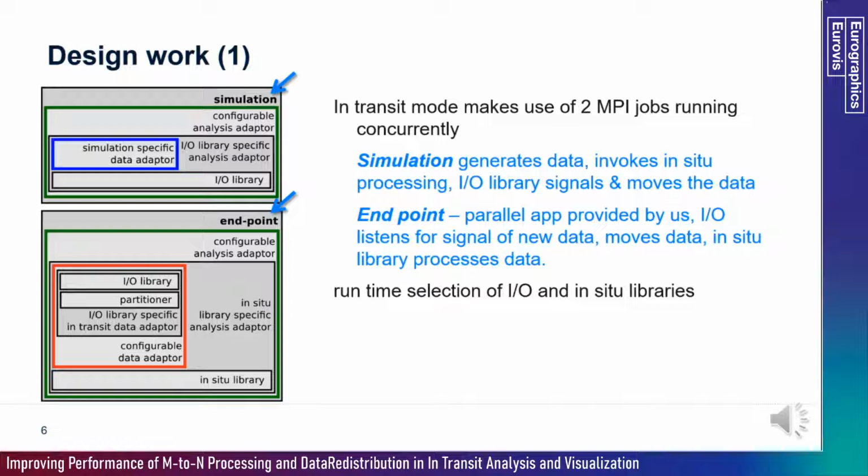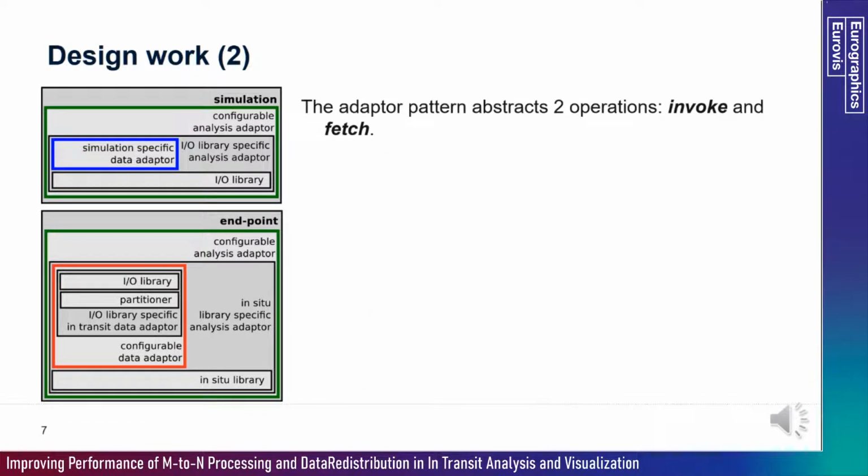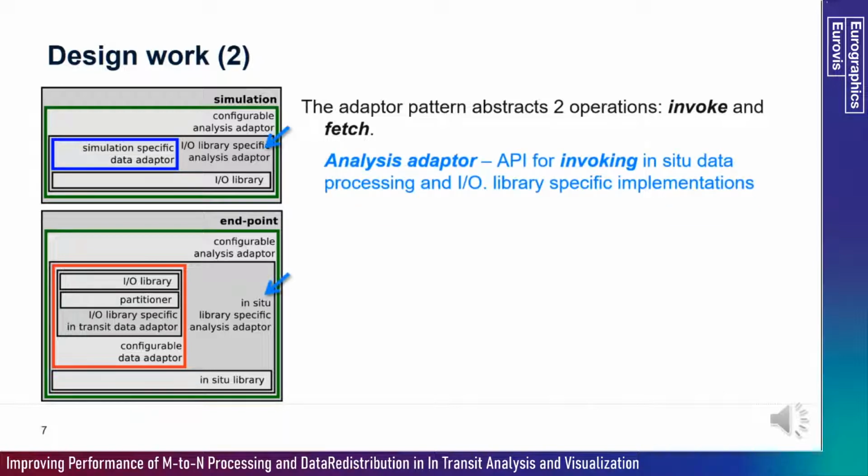The different components of the system are runtime configurable via XML configuration files. This gives the system a great amount of flexibility, and it's something that we need to consider in our design. The Sensei system is based on the adapter pattern. Here, it abstracts two operations, invoke and fetch. Analysis adapters provide the API for invoking in-situ processing and data movement.